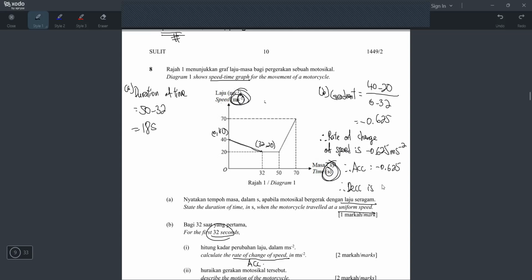If you write deceleration, then you write 0.625. You don't put a negative, because if you mention deceleration, if you mention pecutan, it already means negative. Okay? So macam tu lah, tu kena tahu.